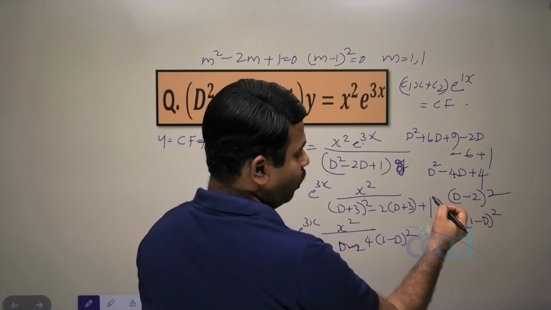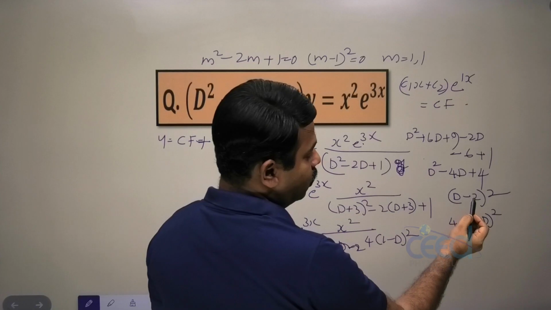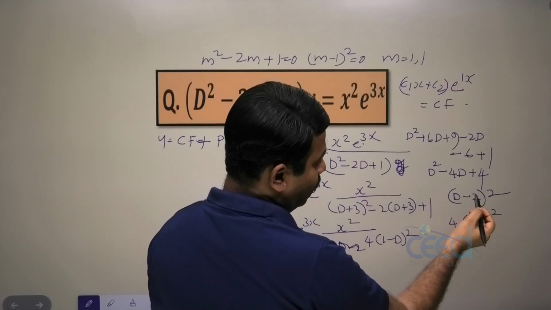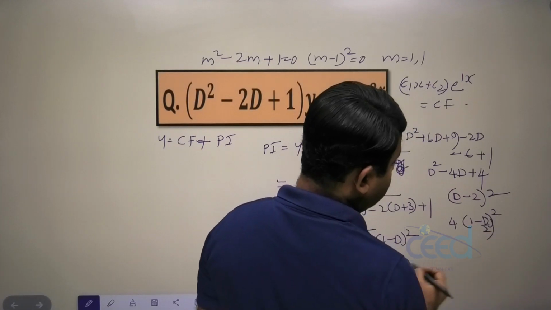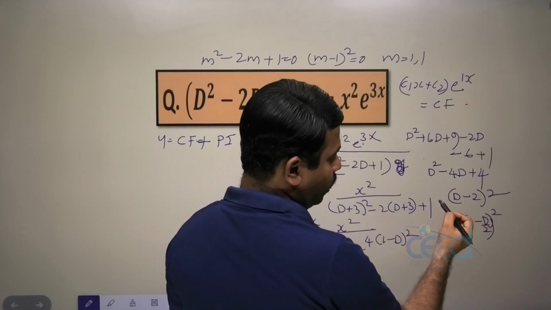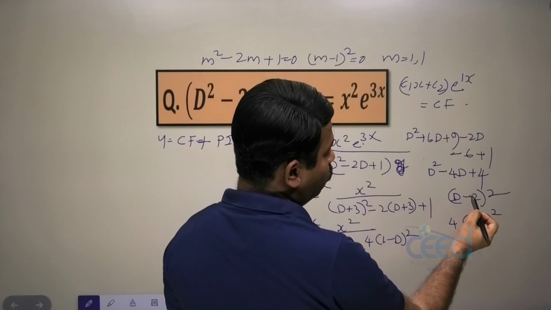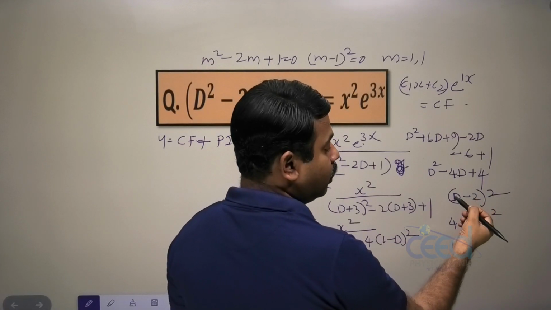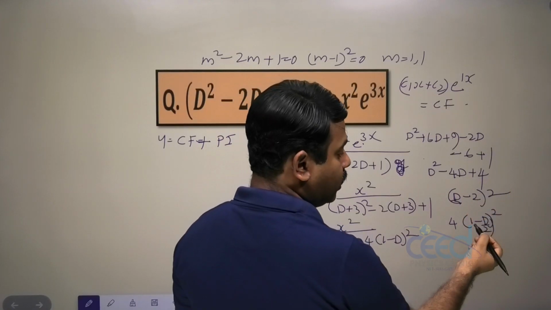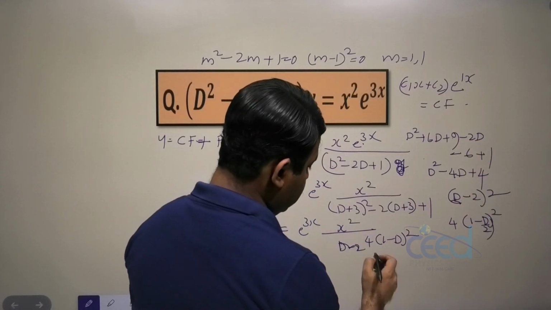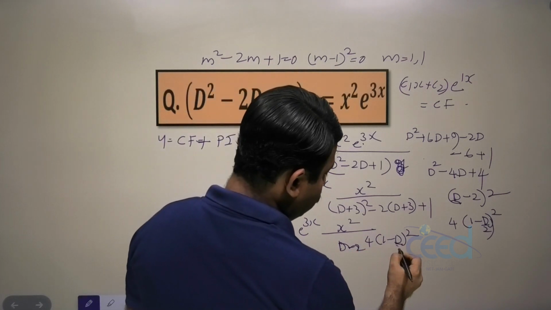Taking 2 out and coming out of the square gives 4. Then d by 2 comes here, right? If you take 2 out, there is no 2 here, then d by 2, and here 1. Then d by 2 minus 1 the whole square I can write as 1 minus d by 2 the whole square, right?